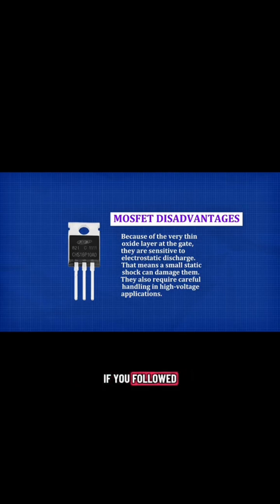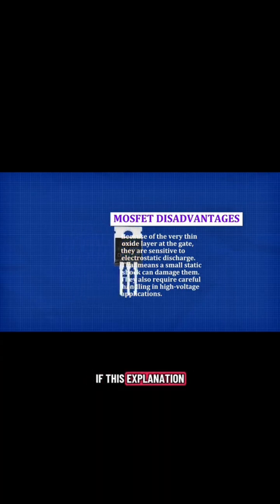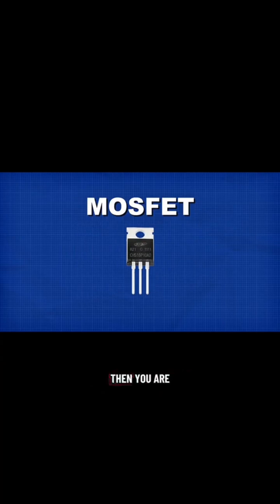So by now, if you followed step by step, you should understand that a MOSFET is not just a random 3-leg component. It is a voltage-controlled device that uses an electric field to control current flow. It has different operating modes, different regions of operation, and plays a massive role in modern electronics. If this explanation made MOSFET clearer for you, then you are no longer just memorizing definitions. You are actually understanding electronics. And that is the difference between a beginner and an engineer.